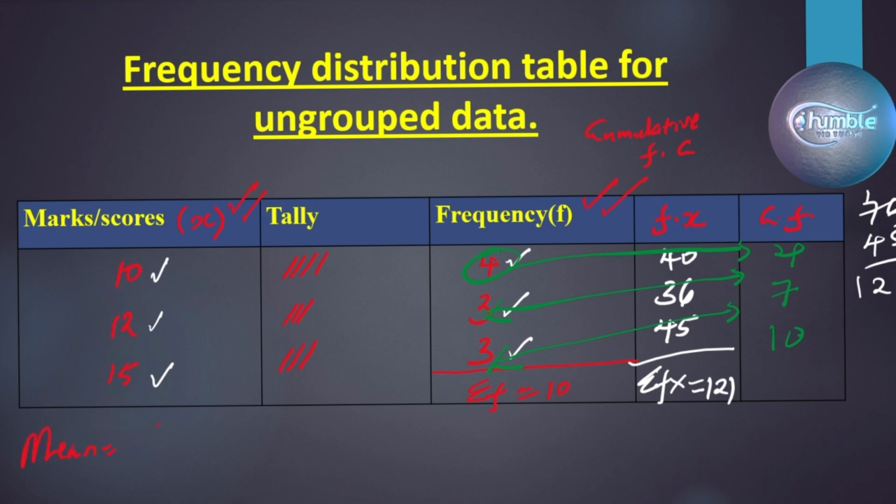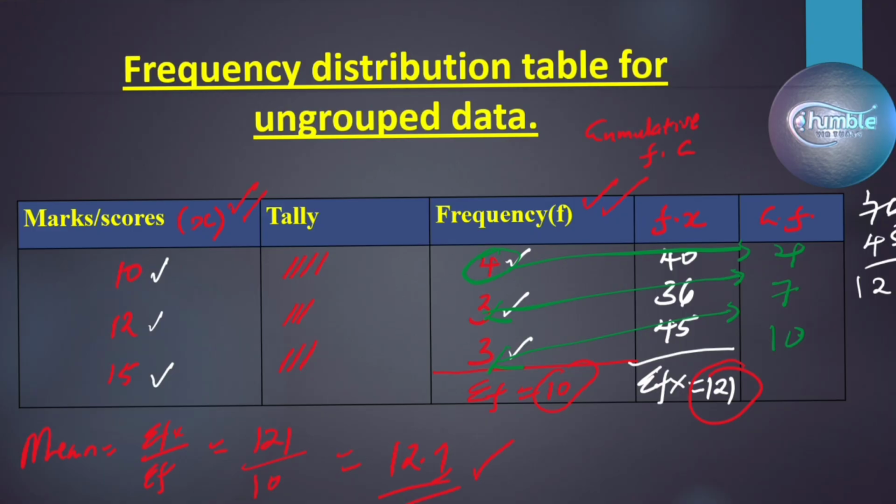Mean is given by summation of f of x divided by summation of f. Our summation of f of x is 121, and summation of f is 10, so we divide by 10. This means that the mean is 12.1. That is it.